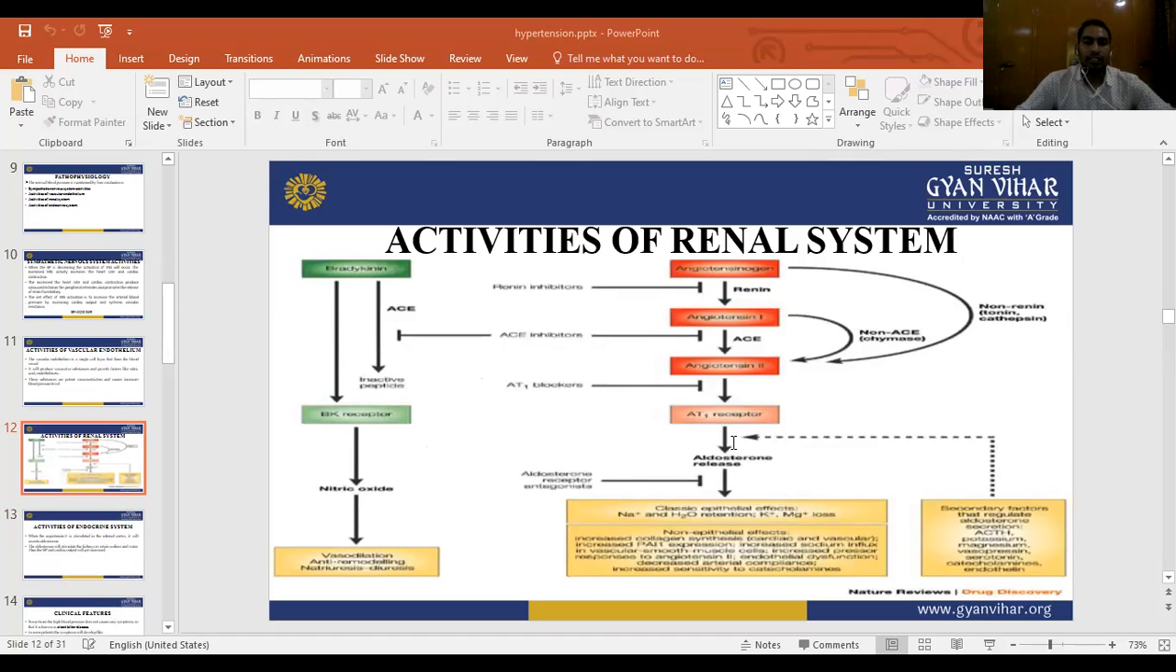Activations of renal systems: angiotensinogen to angiotensin first, and angiotensin first to angiotensin second, then angiotensin second acts on AT1 receptors. Angiotensinogen is converted to angiotensin first with the help of the enzyme renin, and angiotensin first is converted to second by the enzyme angiotensin converting enzyme. These are the activities of the renal system.